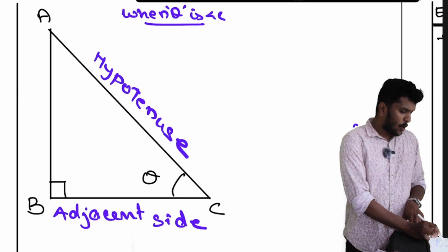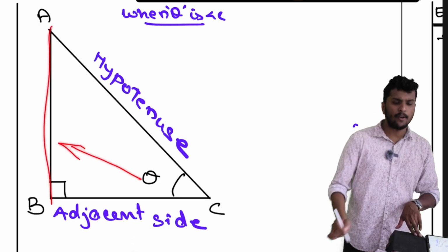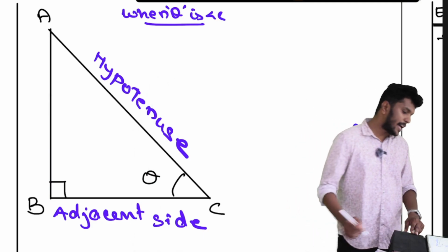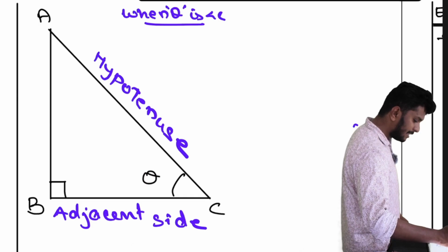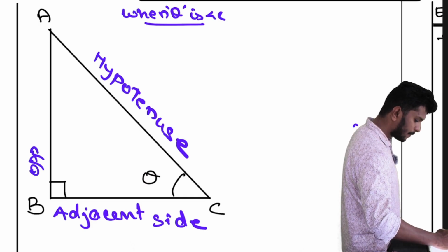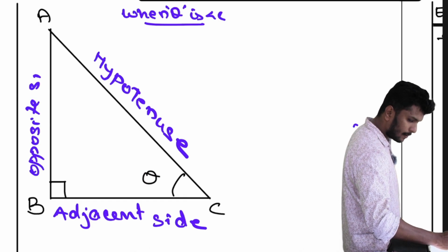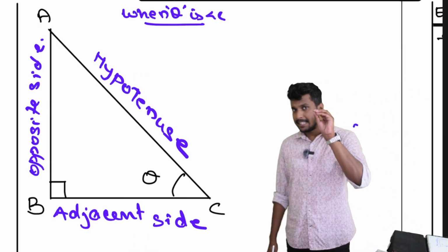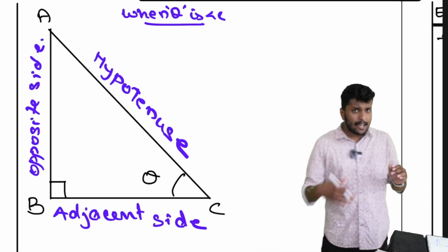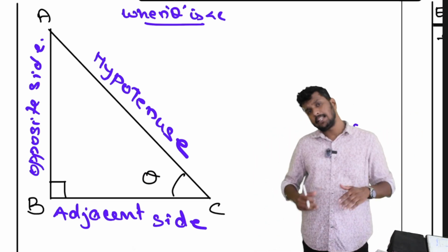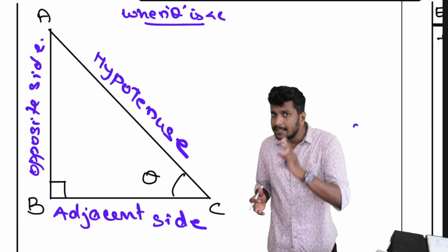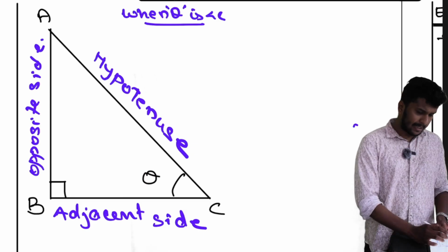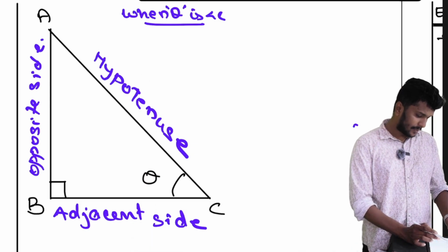And in the same way, opposite to theta, what do you have? You have AB. So AB is called the opposite side. Now listen. If I change the theta value, will my adjacent and opposite sides change? Shall we have a look? If I take another triangle, look here, my dear friends.